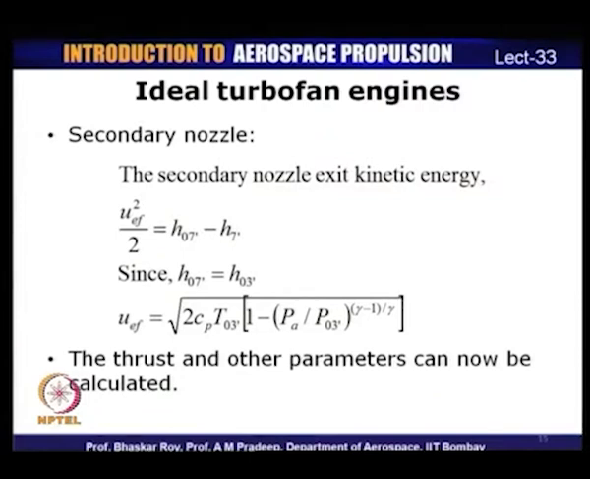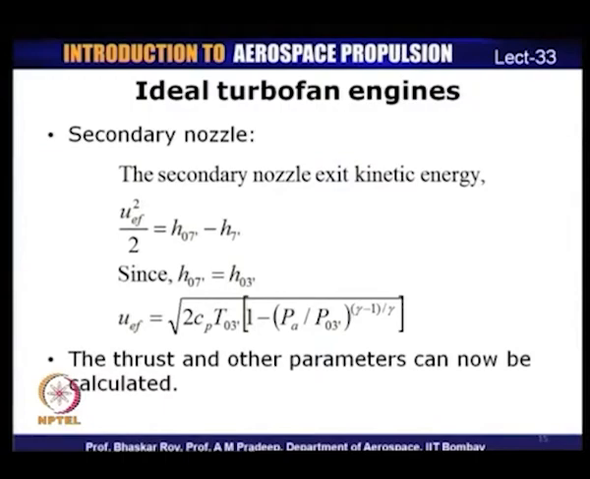Now, for the secondary nozzle, we have UEF, where F corresponds to that of fan. We can derive an equation for the exhaust velocity from the secondary nozzle in the same way as we did for the primary nozzle. So, UEF is equal to the square root of 2 Cp T03 prime, which is the nozzle inlet stagnation temperature, into 1 minus Pa by P03 prime raised to gamma minus 1 by gamma. So, now we have the exhaust velocities from both the nozzles, primary nozzle as well as the secondary nozzle.